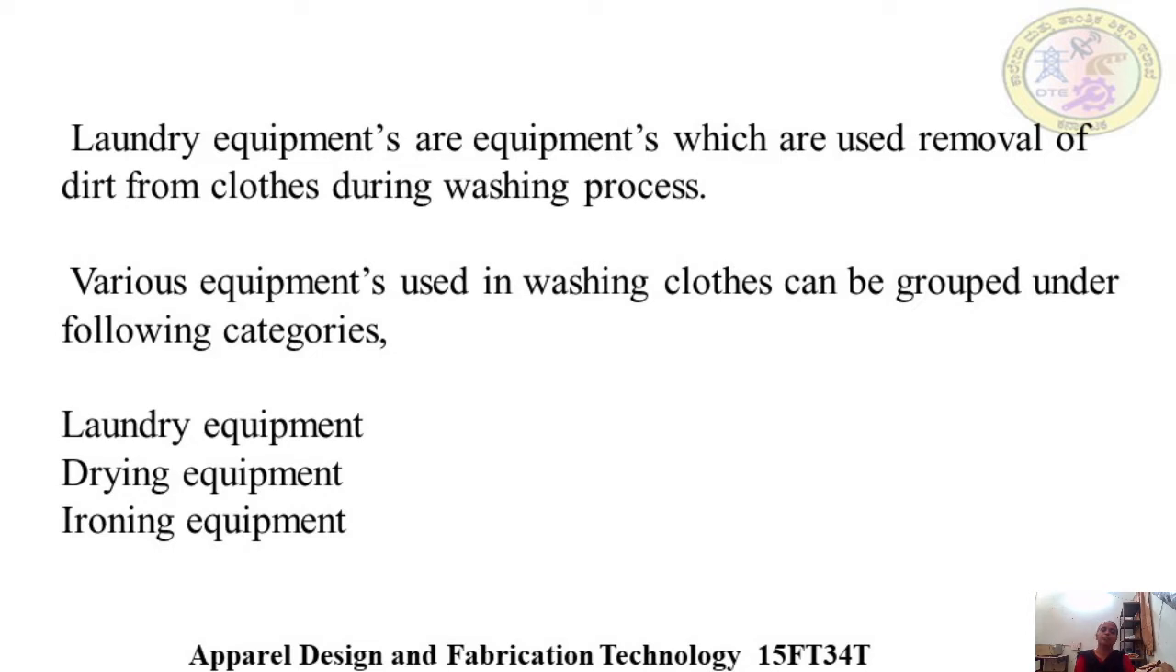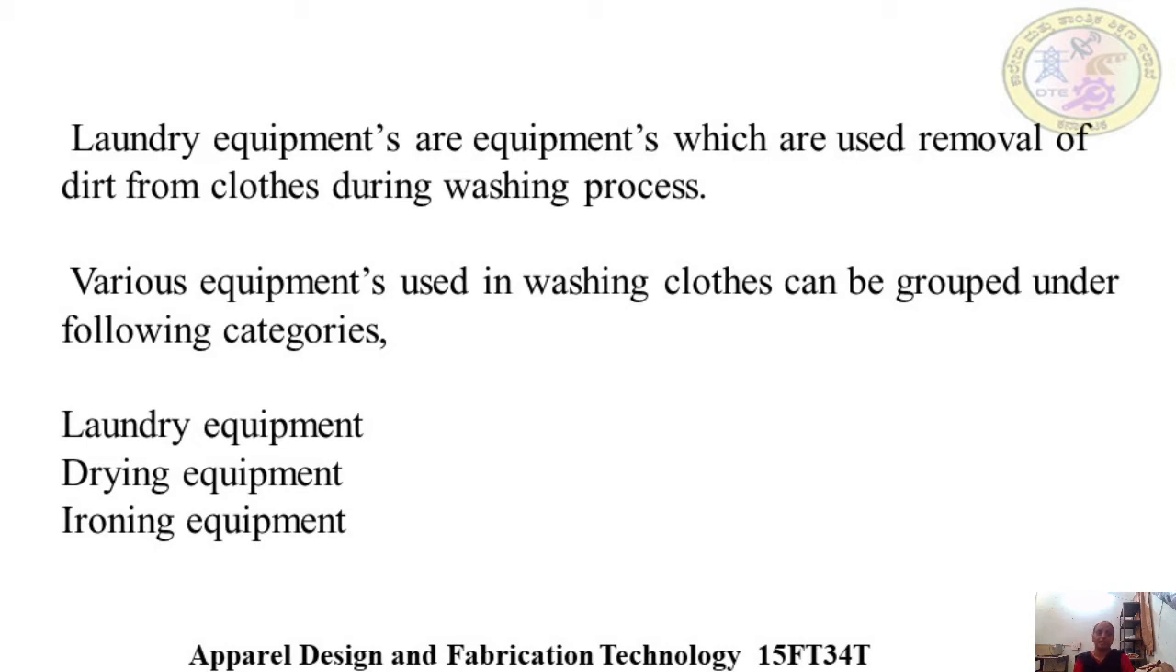So equipments used for washing are classified into three groups: laundry equipment, drying equipment and ironing equipment. Laundry equipments are the tools or devices used for washing of textiles or clothes. Next is drying. After washing you have to dry the clothes or textile articles. For drying purposes we use the drying rack, the wire or the clips. Those are categorized into drying equipments.